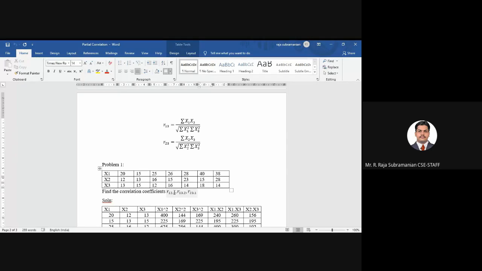So how do we calculate r12? I want everyone to be unmuted and tell me. What is r12? Summation x1 x2 divided by the square root of summation x1 squared summation x2 squared, right?